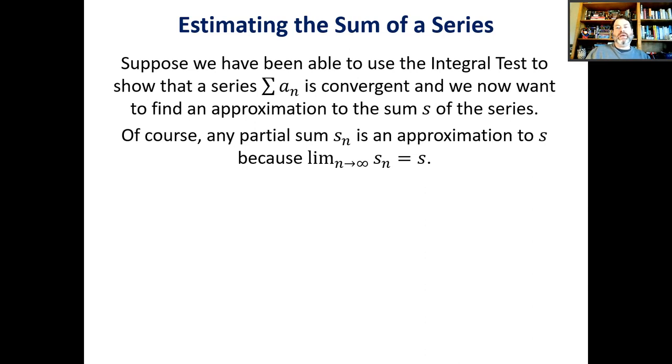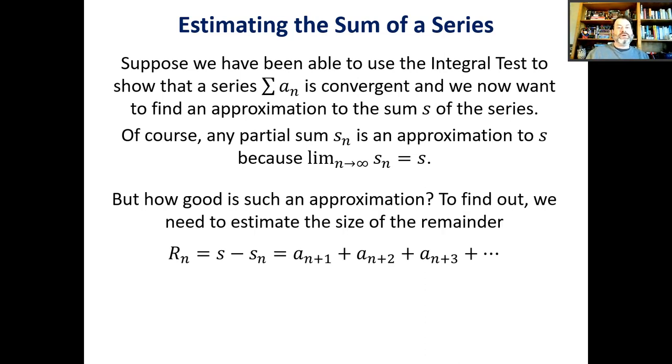Suppose we have been able to use the integral test to show a series is convergent, and now we want to find an approximation to the sum S of the series. We can use any partial sum because the limit of the partial sums is the overall sum. So a partial sum is a good approximation, but is it good enough? That's what we're going to be looking at. How accurate is the estimate?